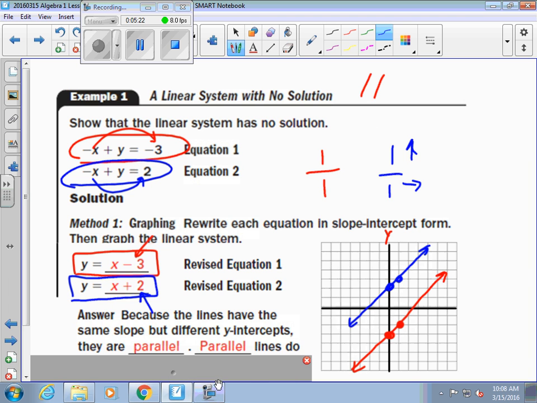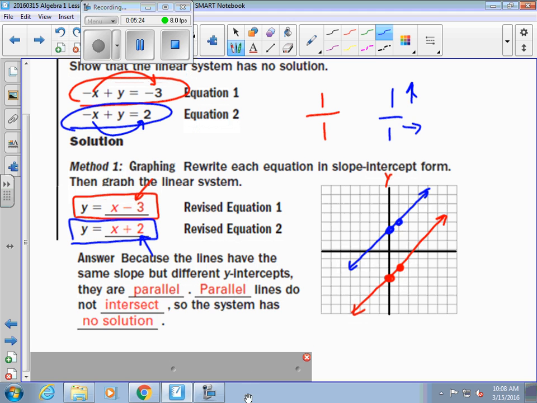Because the lines have the same slope, and this is the other part, different y-intercepts. One of our y-intercepts is -3, that's the red one. The other one is +2, that's the blue one. Same slope, different y-intercepts. They'll never cross each other, so there is no solution. That's method number one. Some of y'all were asking about two methods.